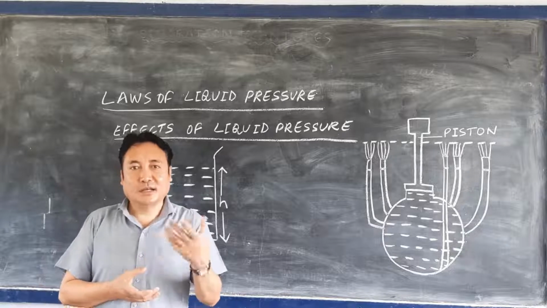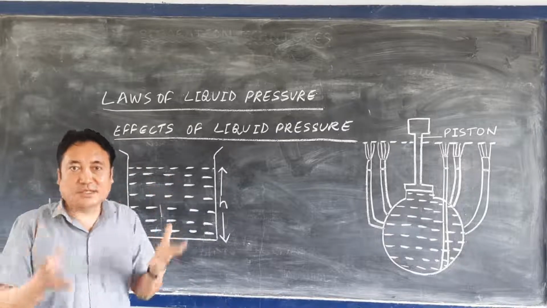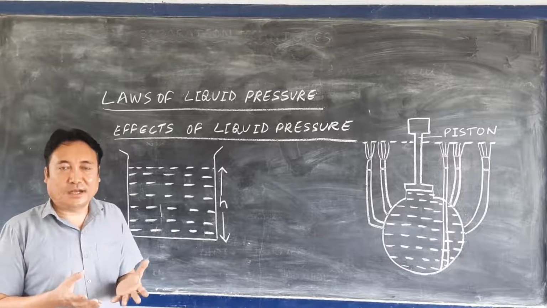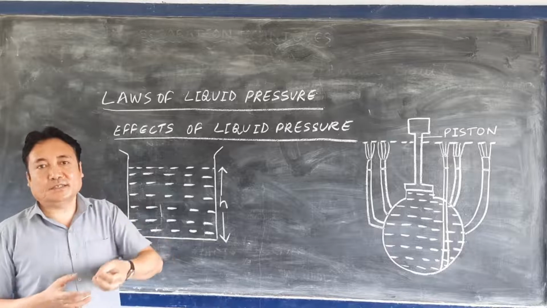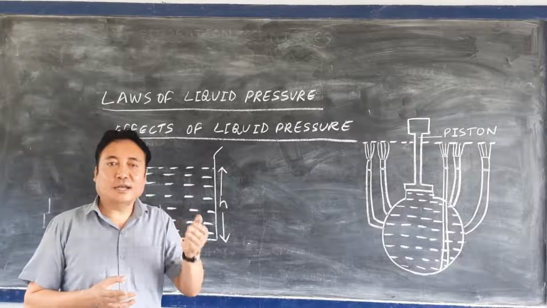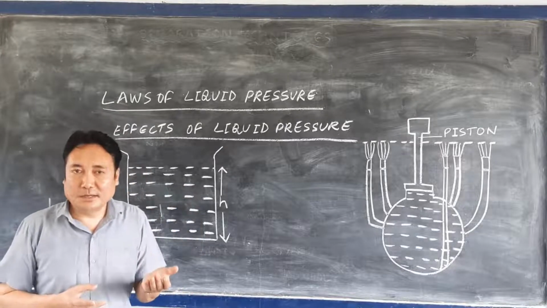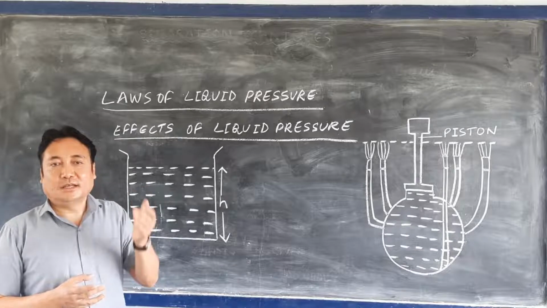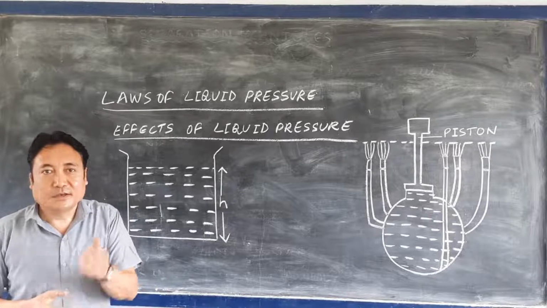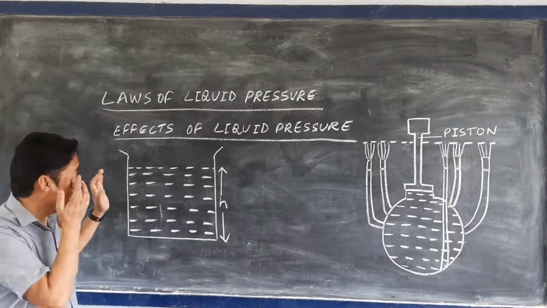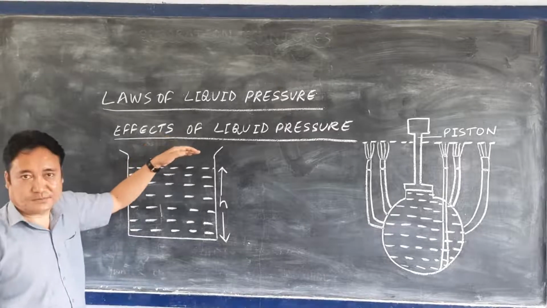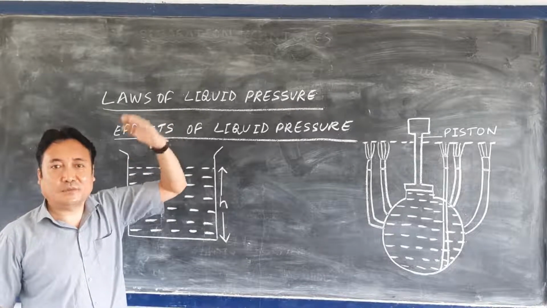Now the first law states: inside the liquid, the pressure increases with the increase in depth or height. That means when the liquid is confined in a container, the pressure increases with the increase in depth. When the height or depth of the liquid is more, the pressure will be more. So the first law: inside the liquid, the pressure increases with the increase in depth from the free surface. Free surface means the surface just above the water level.